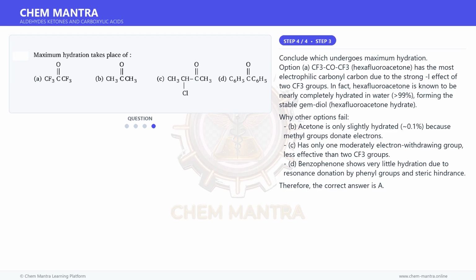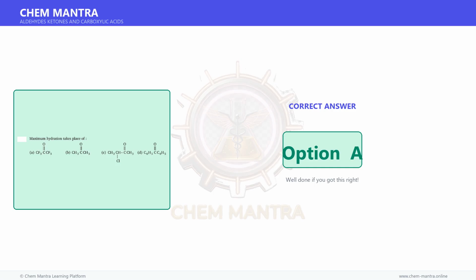B. Acetone is only slightly hydrated, 0.1%, because methyl groups donate electrons. C. Has only one moderately electron-withdrawing group, less effective than 2 CF3 groups. D. Benzophenone shows very little hydration due to resonance donation by phenyl groups and steric hindrance. Therefore, the correct answer is option A.